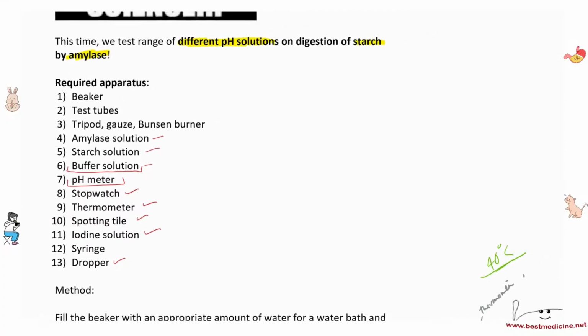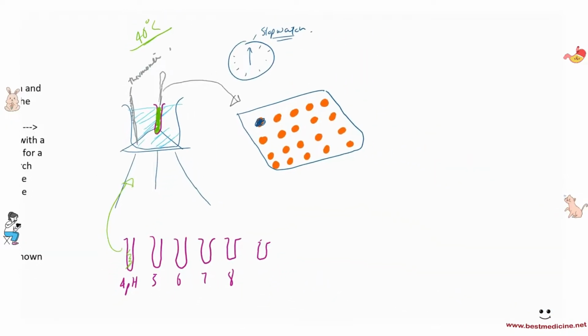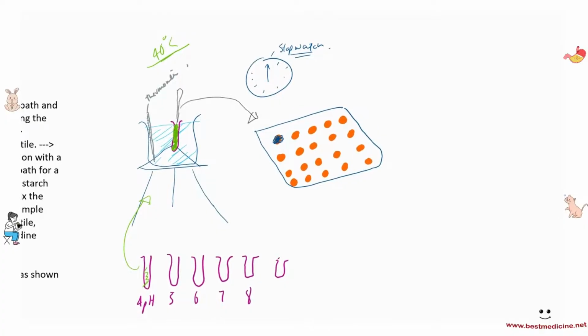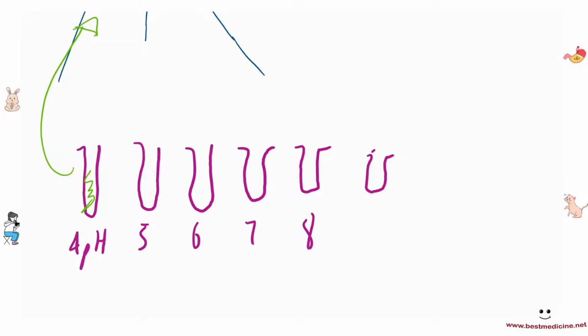So how are we going to use these? Let's have a look. Basically, we measure the time it takes for the enzyme to become denatured. How quickly does it become denatured at different pHs? So we get a range of different test tubes at different pHs, and we mix the starch and the amylase solution in them. For example, pH 4, 5, 6, 7, 8, and maybe even 9 here.